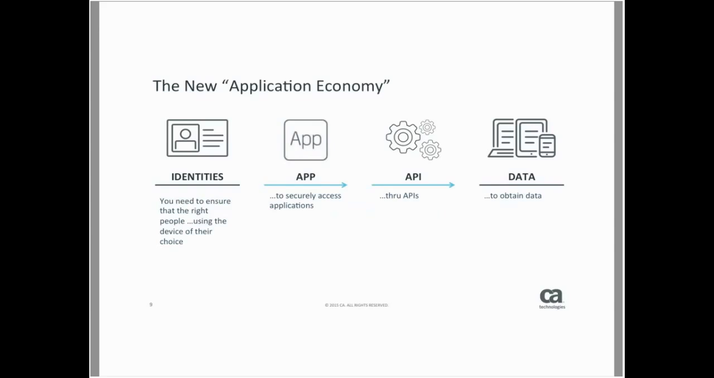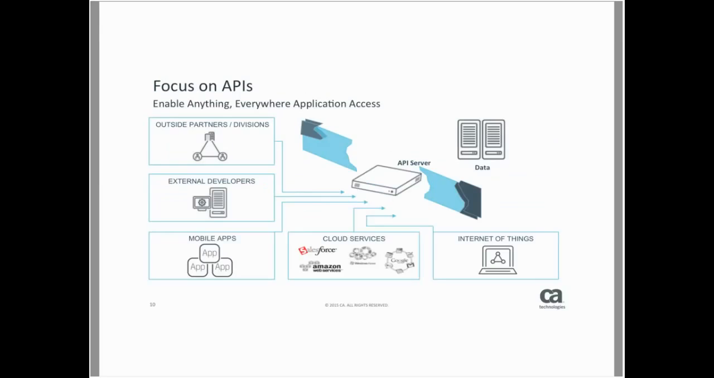So this is what is going to drive how the new models or the new forms of digital enterprises function. That's what is critical to understand within the new application economy. So how do we solve this, and how do we address this, or how do we look at it from an architecture standpoint? Focus on APIs.